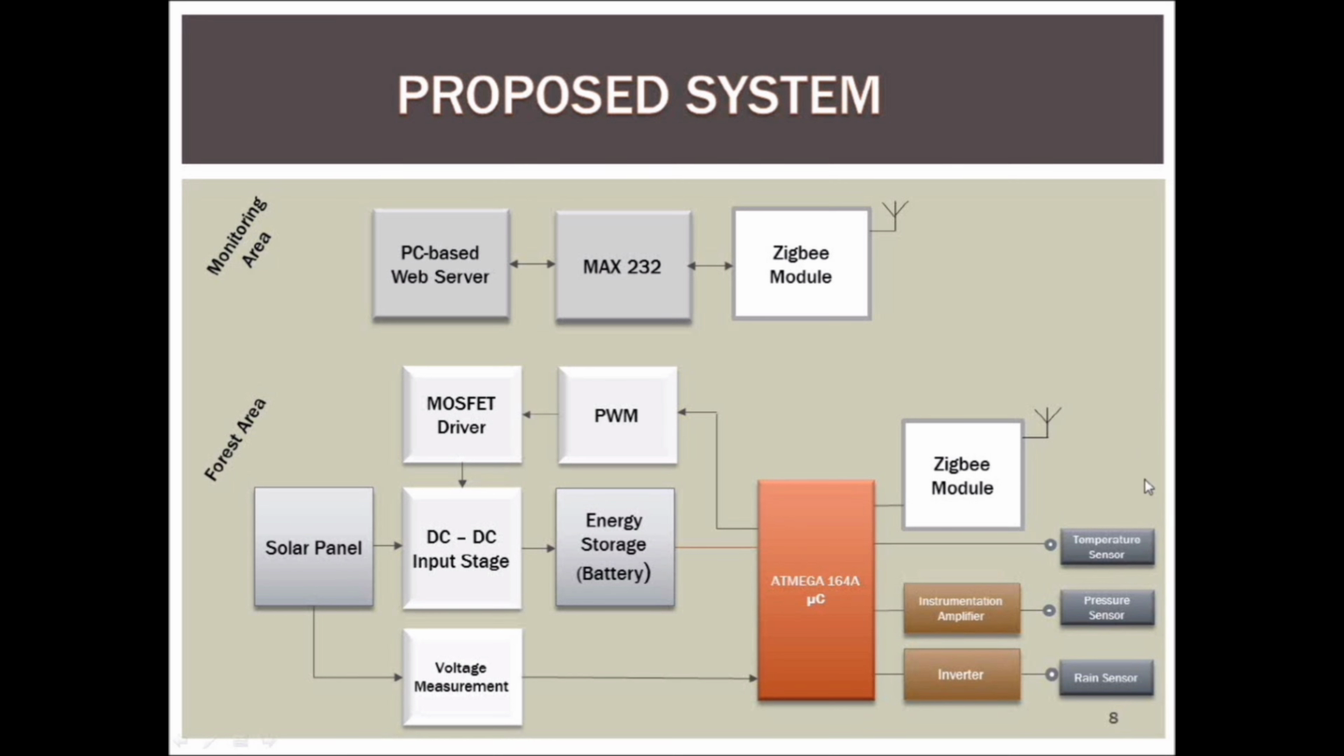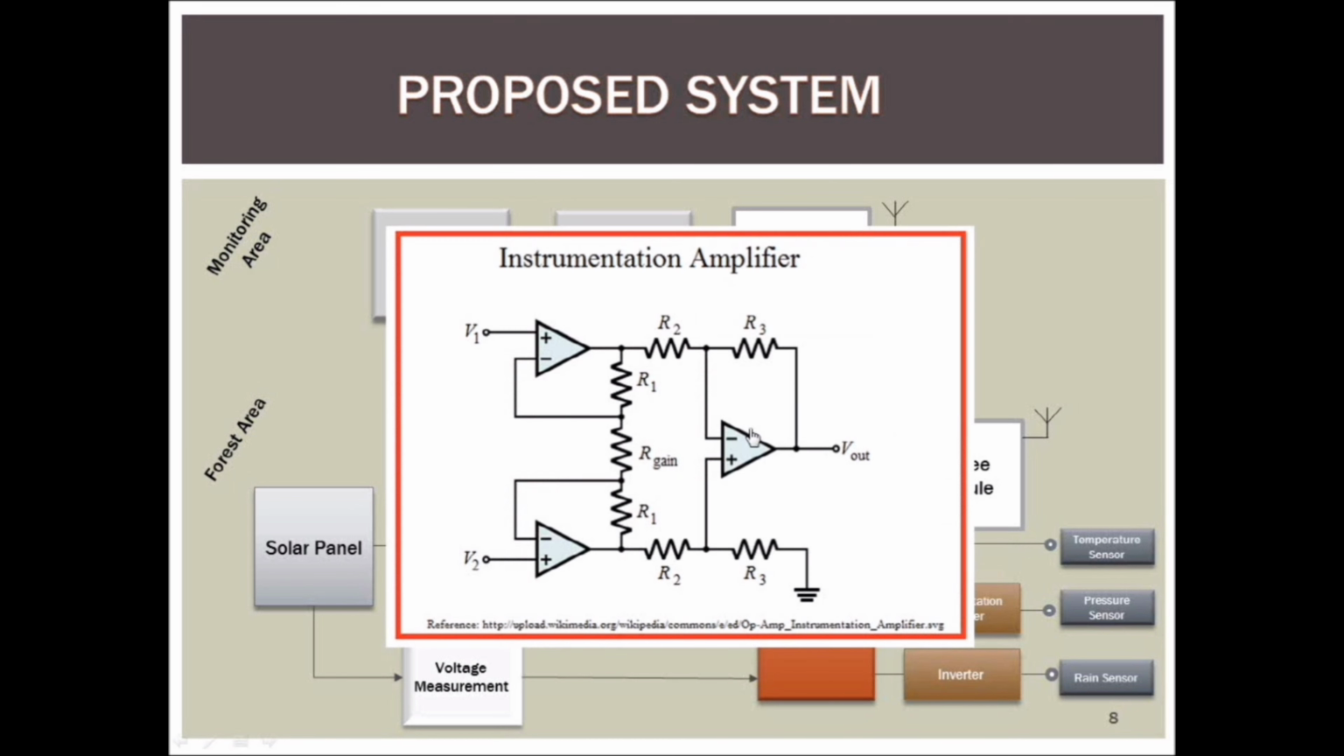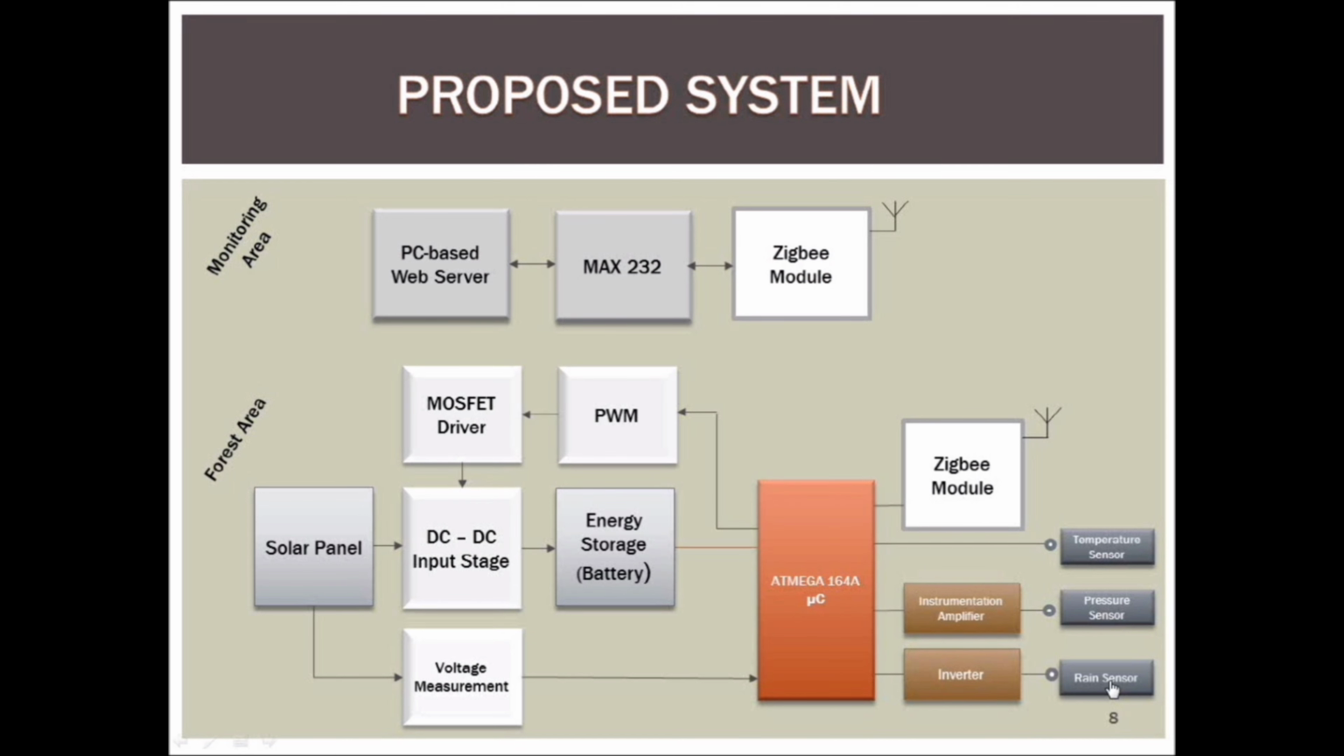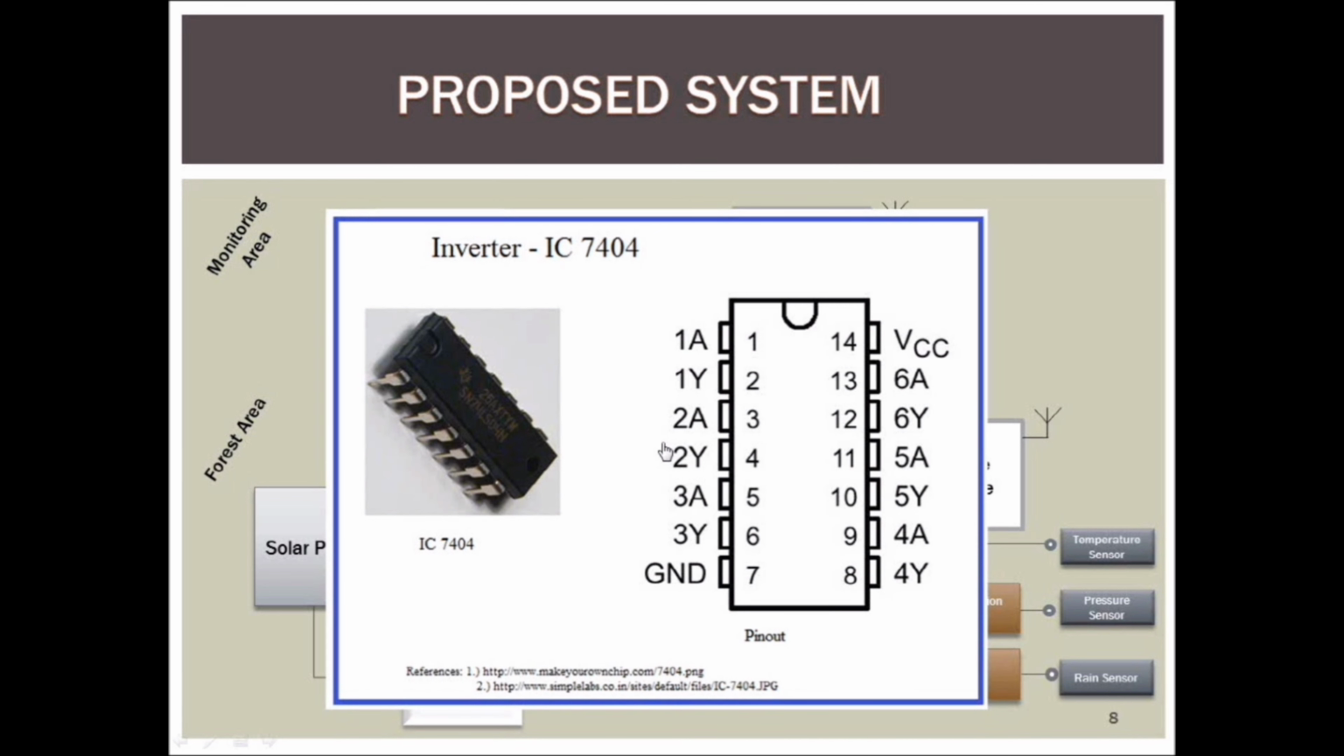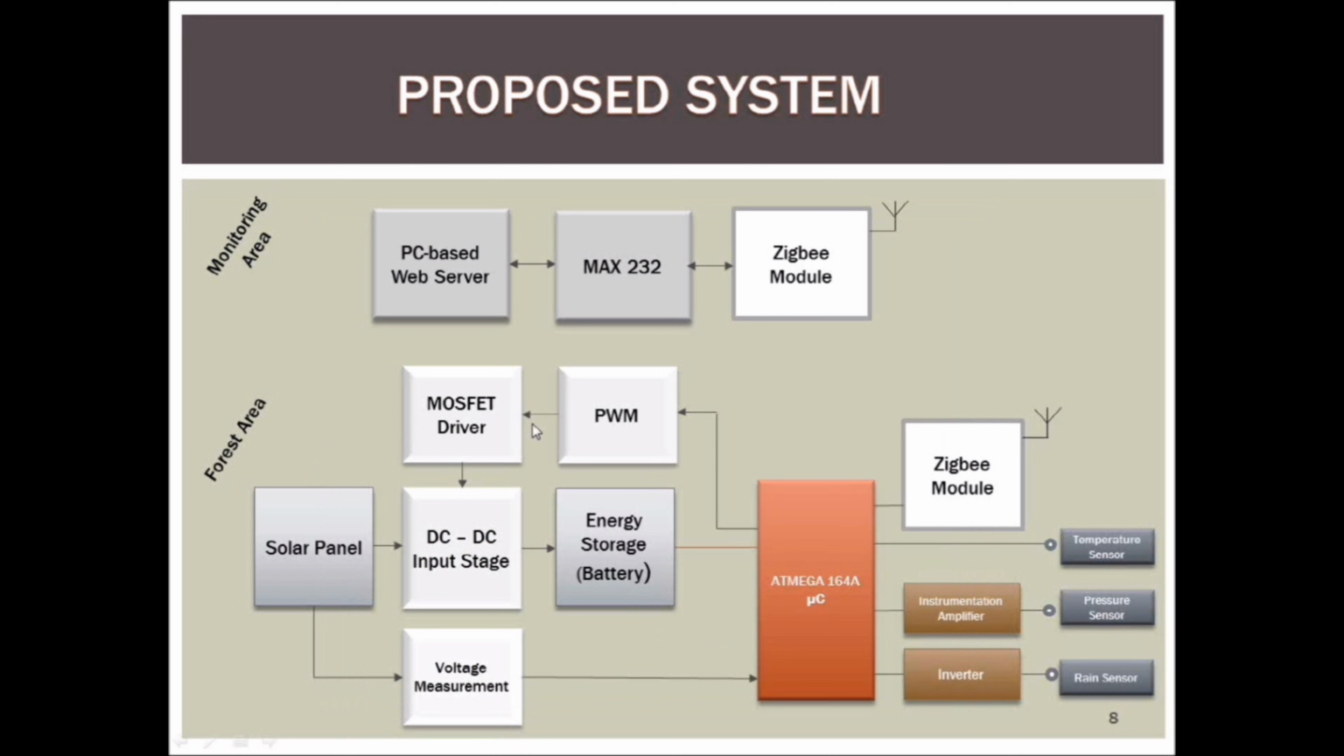The pressure sensor is used to detect abnormal prowling and it is attached to the microcontroller through an instrumentation amplifier in order to boost the output voltage of the pressure sensor. And finally, the rain sensor is connected to the microcontroller with the help of IC7404, which is a simple NOT gate. And these blocks are used for implementation of optimized solar energy harvesting system.